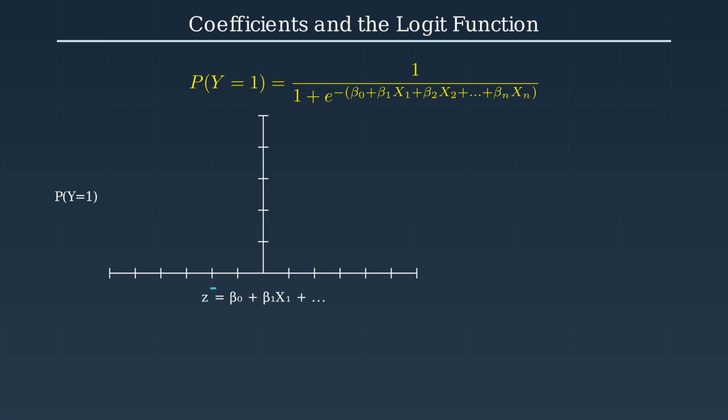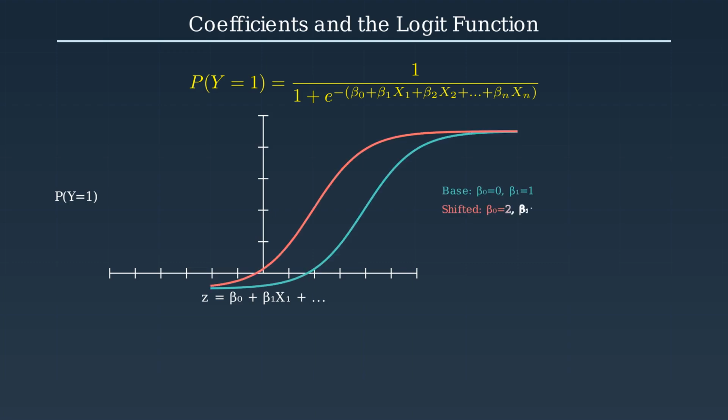These coefficients directly affect the shape and position of the sigmoid curve. When beta 0 increases, the entire curve shifts to the left, changing the threshold at which probabilities exceed 0.5. When beta 1 increases, the curve becomes steeper, making the transition from low to high probability more abrupt.